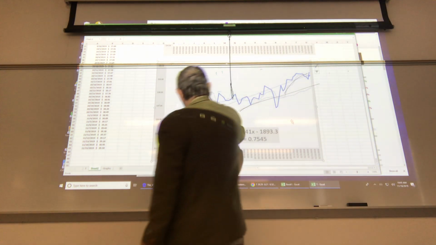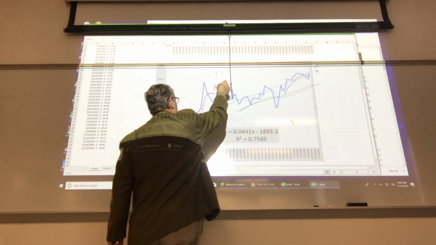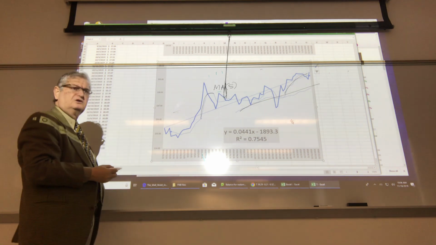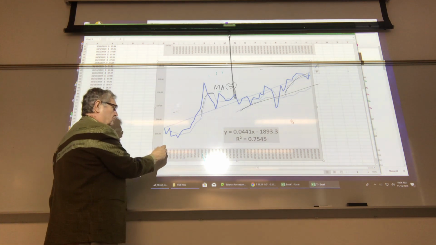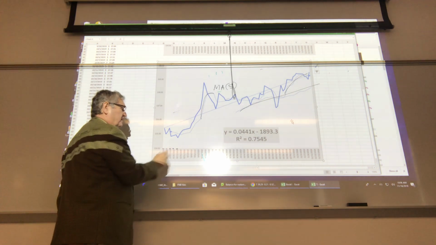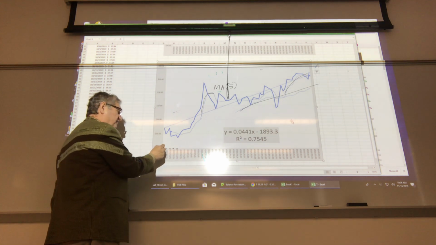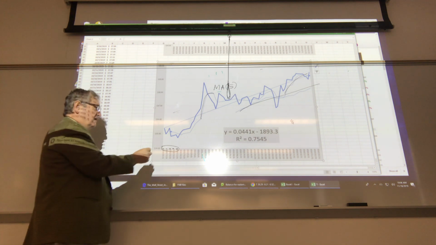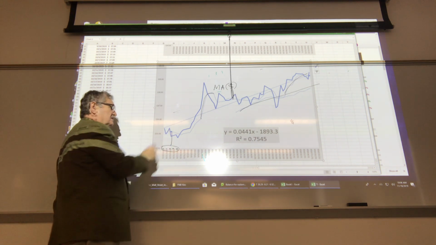This moving average is a moving average for 5 days. How do I calculate it? I take 1, 2, 3, 4, 5 days. I find out what is the average for these 5 days. The average for these 5 days is this one.